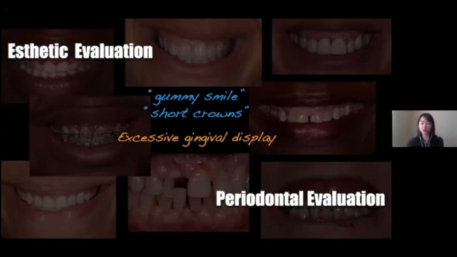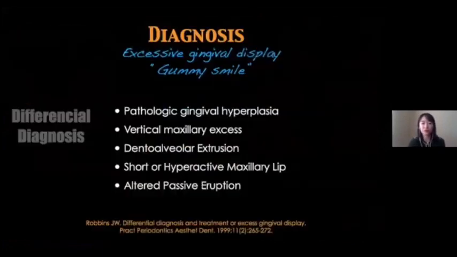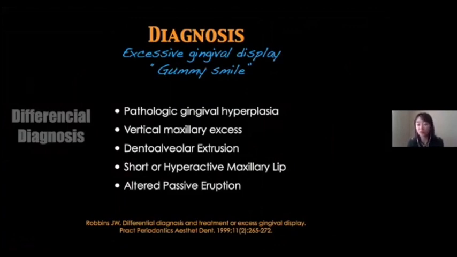After the aesthetic evaluation, it comes to the periodontal evaluation. For excessive gingival display, there are many differential diagnoses. According to Dr. Robinson, these include pathological gingival hyperplasia, vertical maxillary excess, dentoalveolar extrusion, a short or hyperactive maxillary lip, as well as altered passive eruption. And as I mentioned before, today I am really going to go in depth into this altered passive eruption.